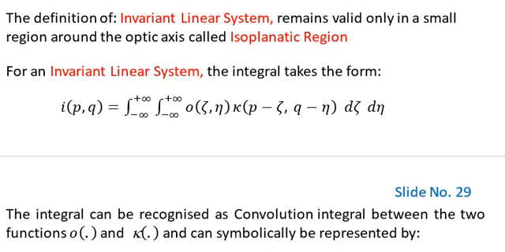For an invariant linear system, the integral takes the form: the response of the system I at the coordinates p and q is equal to the integral, indicating superposition, of the object O at the coordinates zeta and eta multiplied by the functional form kappa, which is p minus zeta and q minus eta, and this integration is over the coordinates zeta and eta. Those of you familiar with mathematical integrals will recognize that this integral is actually the convolution integral between the object O and kappa, which we describe next.